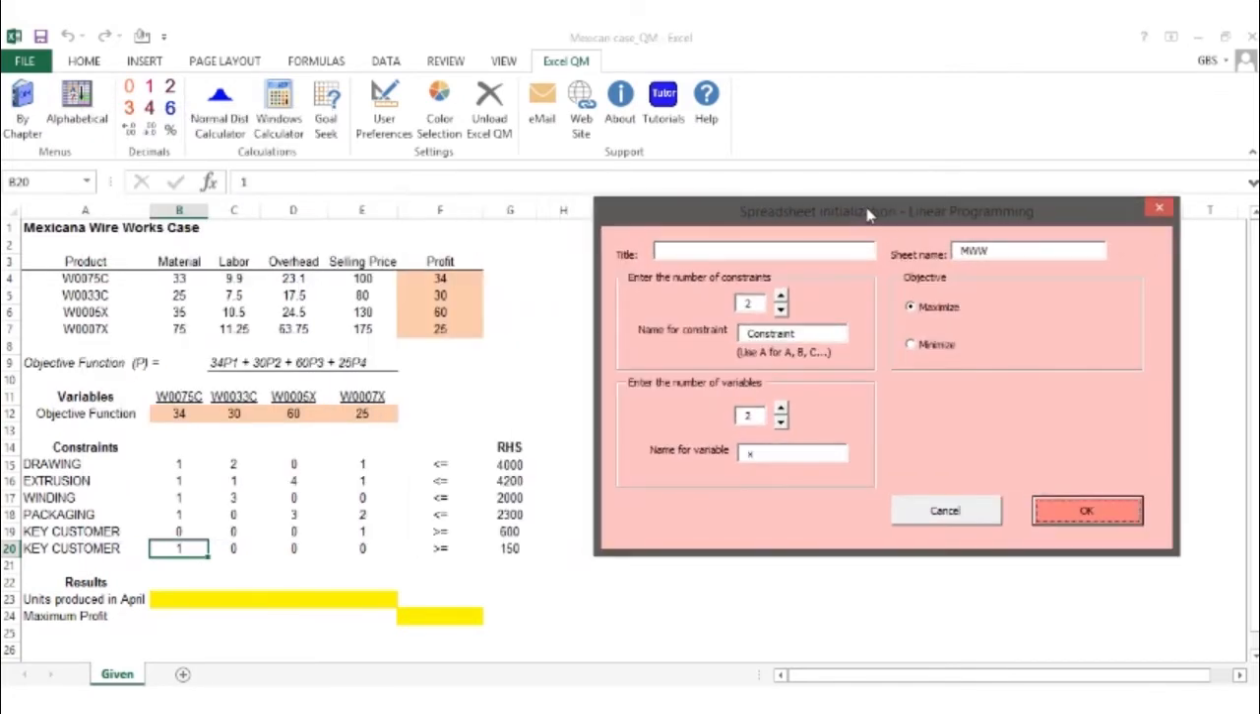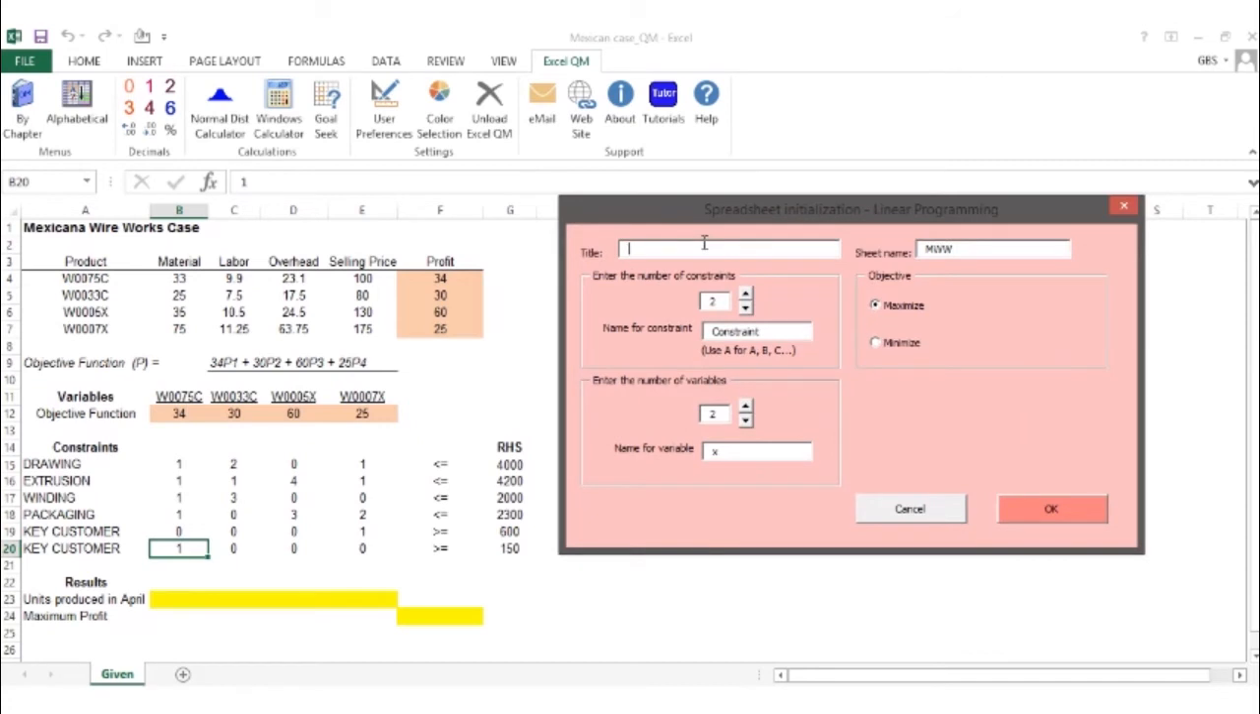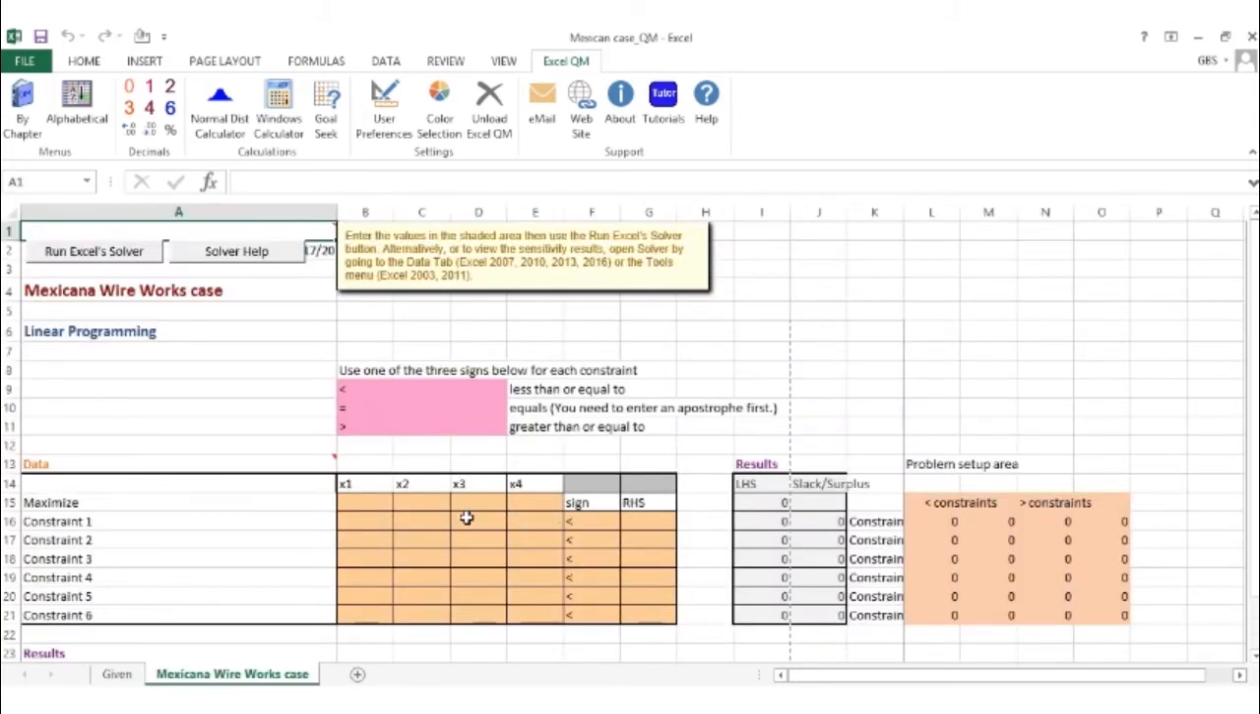It will direct us to a spreadsheet in the decision table. We simply title it Mexicana Wireworks case, and we specify the number of constraints of this problem. There are 6 constraints and 4 variables. The objective is to maximize profit, so we click maximize, and the sheet name could be anything, so I just put MWO, an abbreviation for this one. We click OK, and it will direct us to a ready spreadsheet.